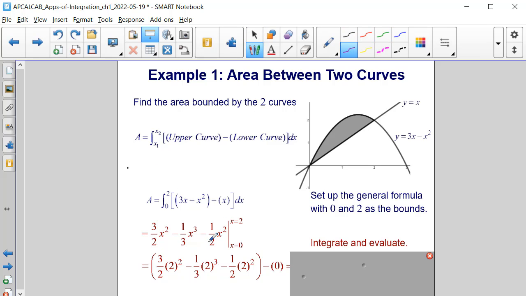So now if we evaluate this, we have 2 squared is 4, 4 times 3/2 is 6, minus 2 to the third is 8, so we have 8/3, minus 2 squared is 4, and half of that is 2. So then we'll end up having 6 minus 2, which is 4, or 12/3, minus 8/3, and 12/3 minus 8/3 is 4/3.